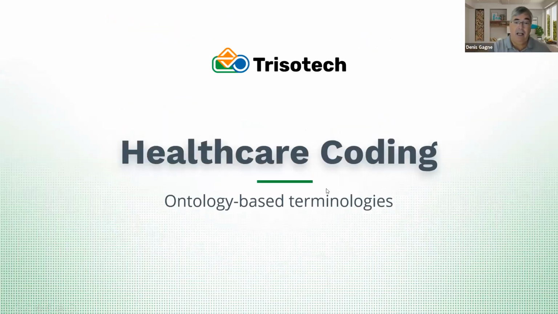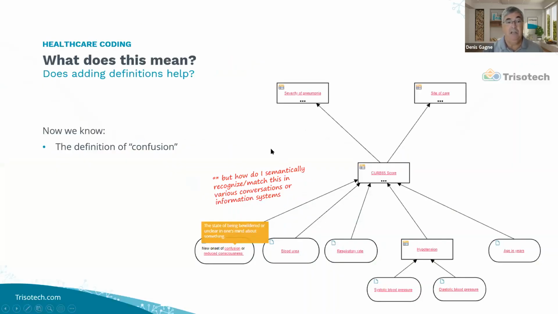So I'm going to take a little bit of a sidetrack here in my story. Take that as a side box about healthcare specific. In the domain of healthcare, there's a lot of ontology-based terminologies. And basically, if we look at our model, I can look at what the definition of confusion is within my context, within the controlled vocabulary that I've used for that model: the state of being bewildered or unclear in one's mind about something.